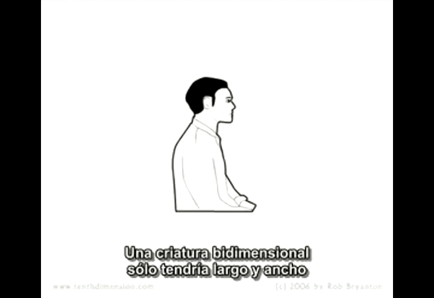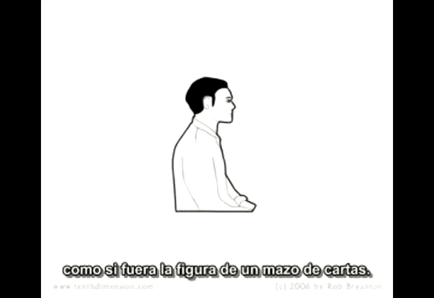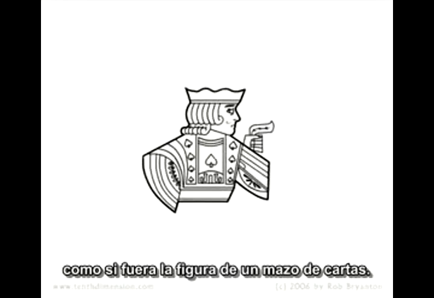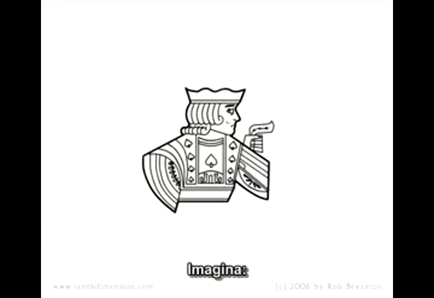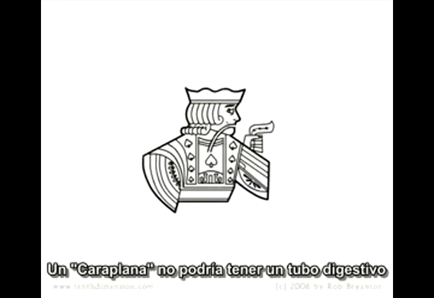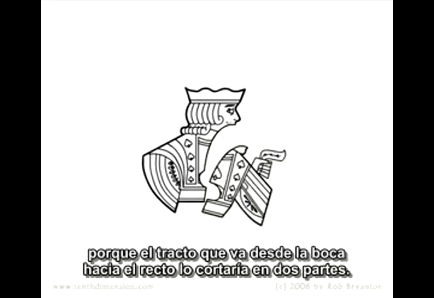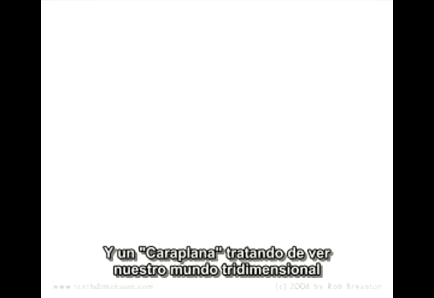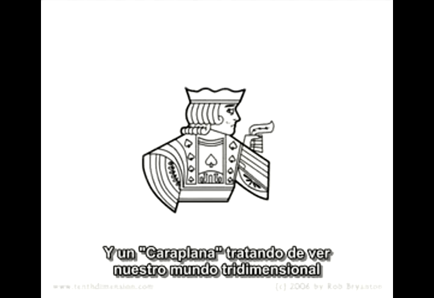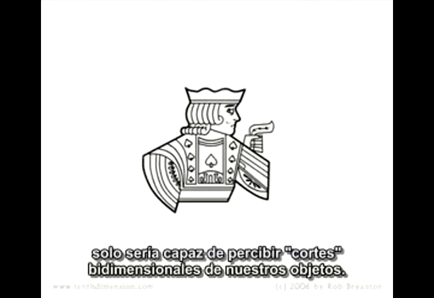A two-dimensional creature would have only length and width, as if they were the royalty on an impossibly flat playing card. Picture this. A flatlander couldn't possibly have a digestive tract because the pipe from their mouth to their bottom would divide them into 2 pieces. And a flatlander trying to view our three-dimensional world would only be able to perceive shapes in two-dimensional cross-sections.